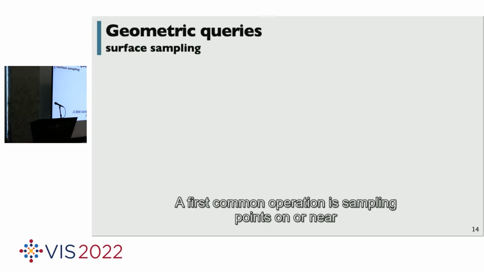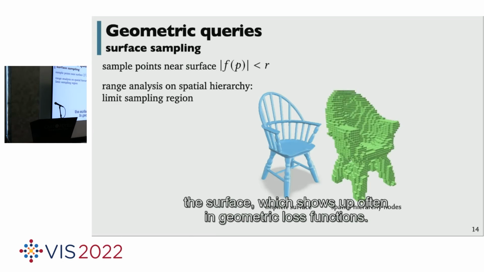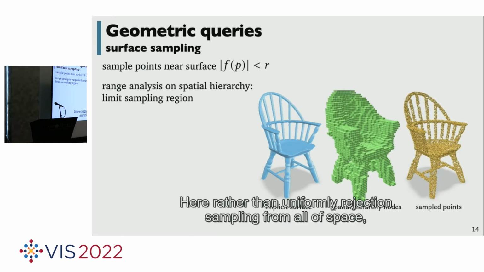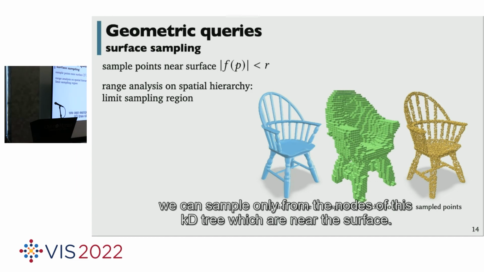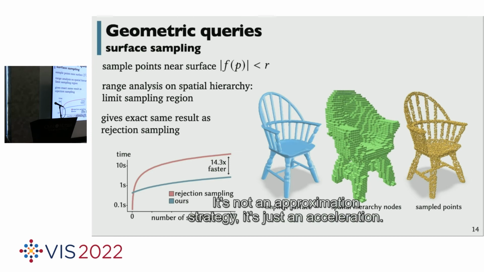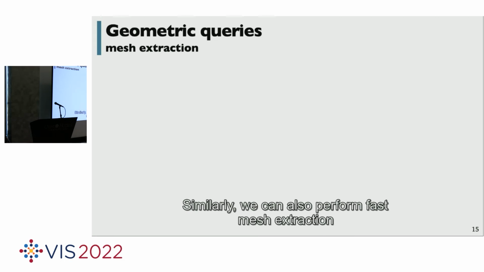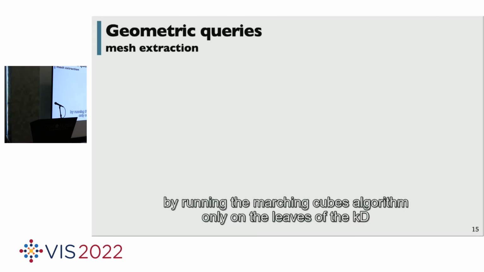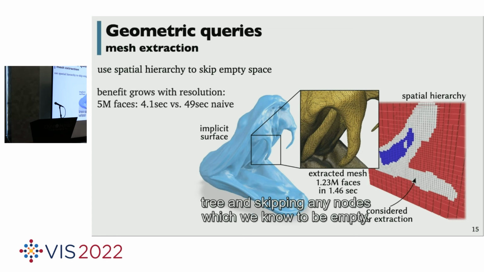A first common operation is sampling points on or near the surface, which shows up often in geometric loss functions. Here, rather than uniformly rejection sampling from all of space, we can sample only from the nodes of this KD tree which are near the surface. This yields dramatic speedups, and importantly, it still yields the exact same result. It's not an approximation strategy, it's just an acceleration. Similarly, we can also perform fast mesh extraction by running the marching cubes algorithm only on the leaves of the KD tree and skipping any nodes which we know to be empty.